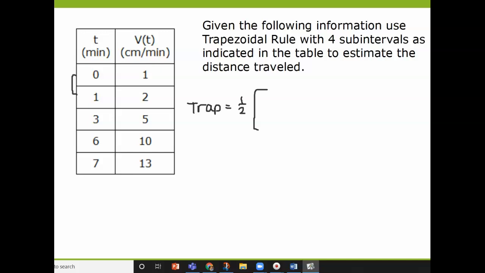But for this one, my height is 1, and then it's 1 plus 2. Plus my height of 2, 2 plus 5. Height of 3, 5 plus 10. And height of 1, 10 plus 13.